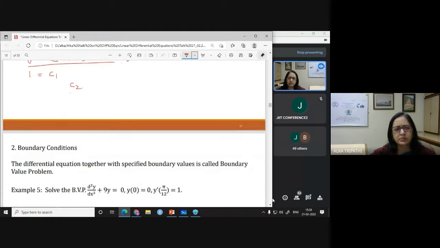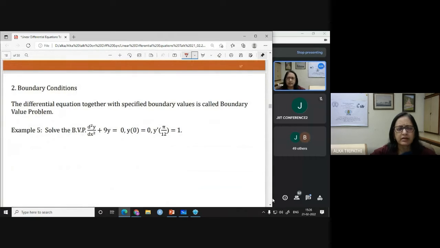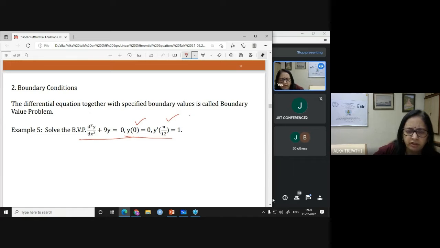But we can also specify the values of y at more than one point. Say here, because it is second order, I need two conditions, so at 2 points I have considered. This type of problem we call a boundary value problem, and the condition we call boundary conditions. In this case, it's not necessary that our solution will be unique. For this particular example, it is a unique solution. The process of finding is the same.